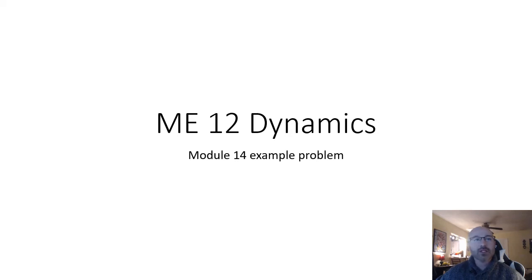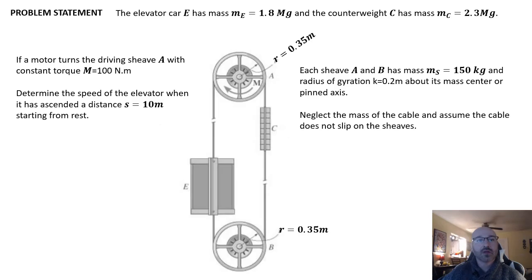Let's take a look at an example problem from Module 14. In this problem, they tell us that we have an elevator car, E, and this car has a mass, M sub E, given to us as 1.8 megagrams. So this is our elevator car right there. They also tell us we have a counterweight C, so here's our counterweight C right here, and this has a mass, M sub C, equal to 2.3 megagrams.